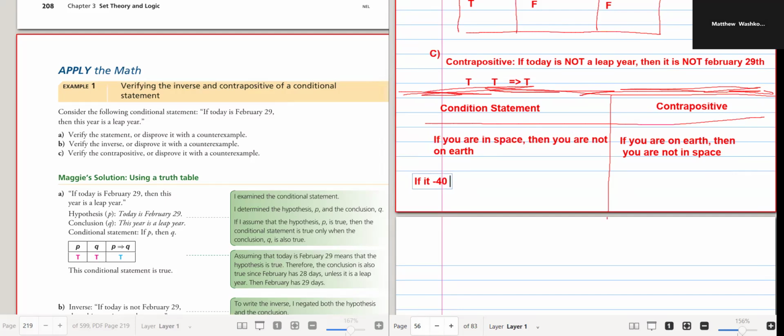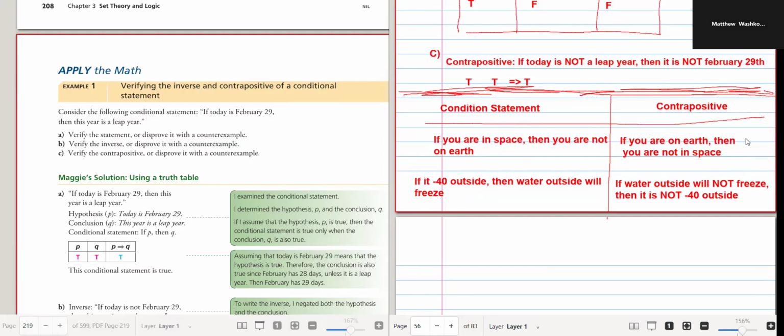If it is minus 40 outside, then water outside will freeze. That's a conditional statement. What would the contrapositive be? Pause the video, try it out. 3, 2, 1. So again, first you flip it, then you add the not. If water outside will not freeze, then it is not minus 40 outside. Now that's a contrapositive. You would then verify whether or not that's true.